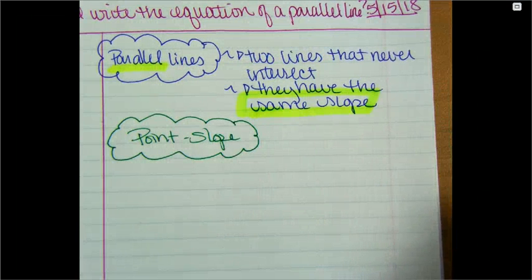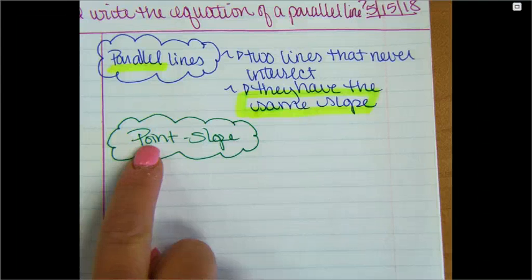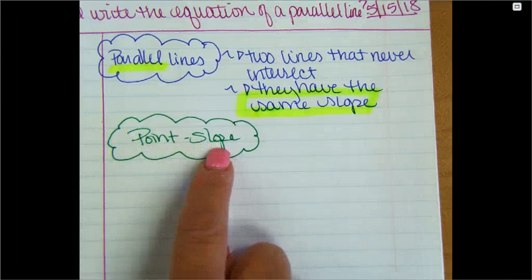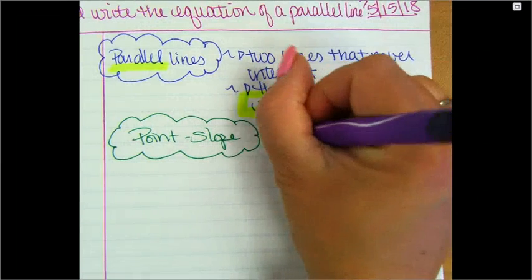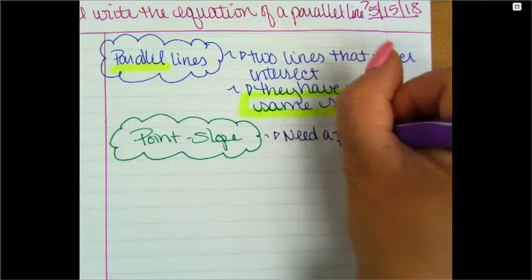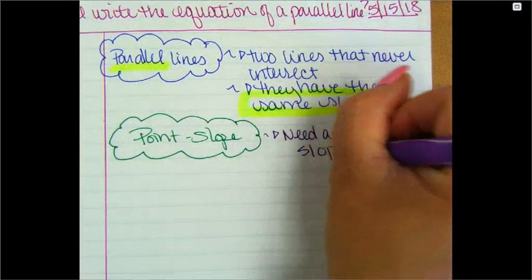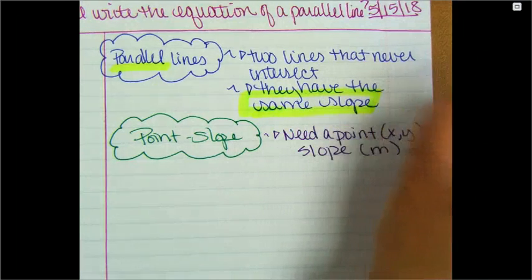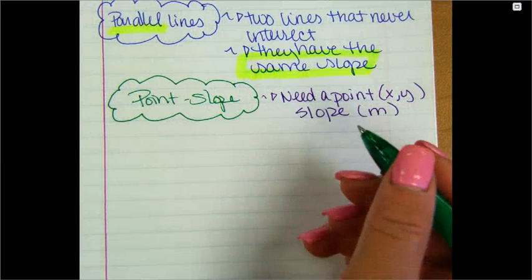Who remembers the formula for point slope? What do you need to solve for point slope? A point and a slope. So remember, you need a point, so an ordered pair, an x comma y, and a slope. What letter represents slope? Your m, good. So you're going to need a point and a slope. Do you remember the formula for point slope?